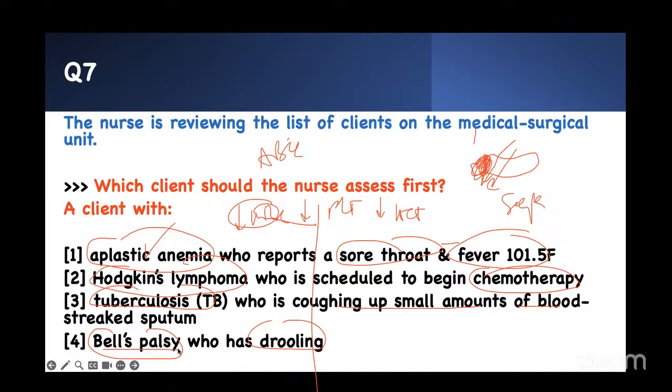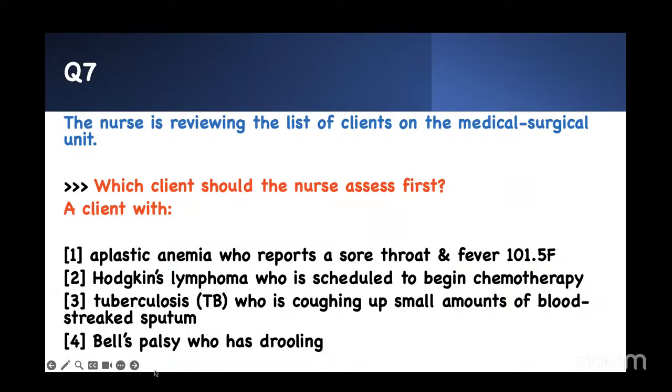The Bell's palsy patient is supposed to drool, but if you don't deal with it later, he may aspirate from the drooling. But the aplastic anemia patient already has a problem. It's not anticipated. He has a sore throat and a fever. Therefore, due to the low WBC, I'm worried about him. Therefore, number one is your right patient.